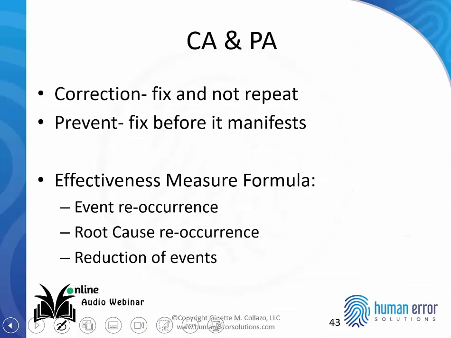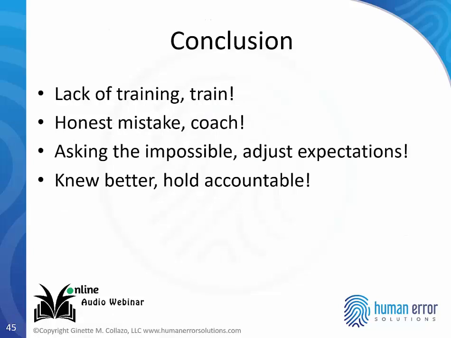Correction, fix and not repeat. Prevention, fix it before it manifests. And in conclusion, if it's a lack of training, train. If it's an honest mistake, coach. If it's asking the impossible, adjust expectation. And if the person knew better, hold accountable.